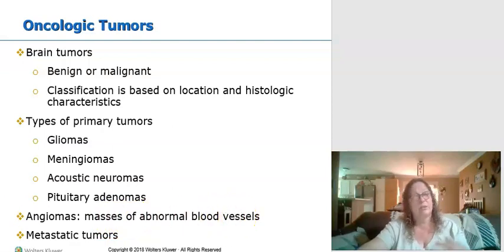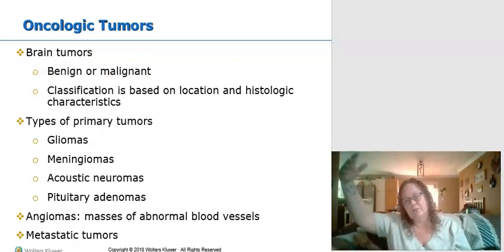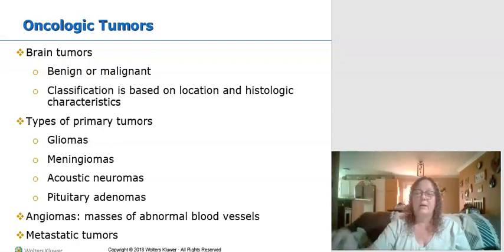So metastatic tumors are a cancer that started in one portion of the body and has now metastasized, or traveled, to another part of the body.